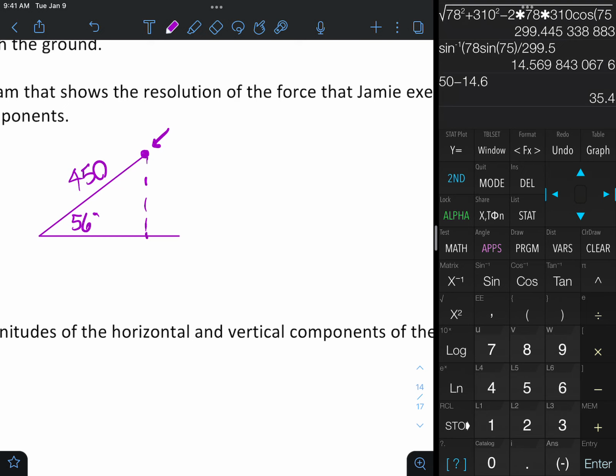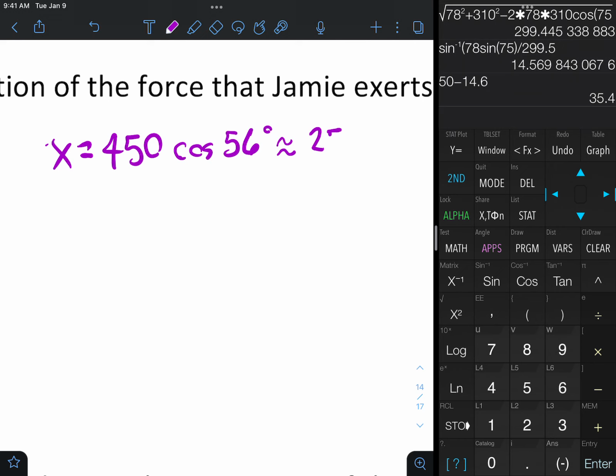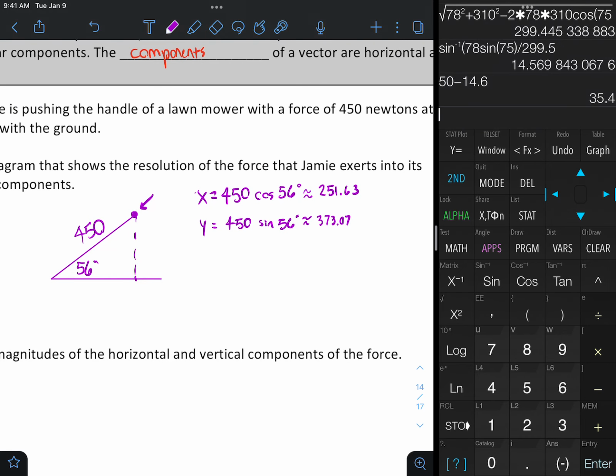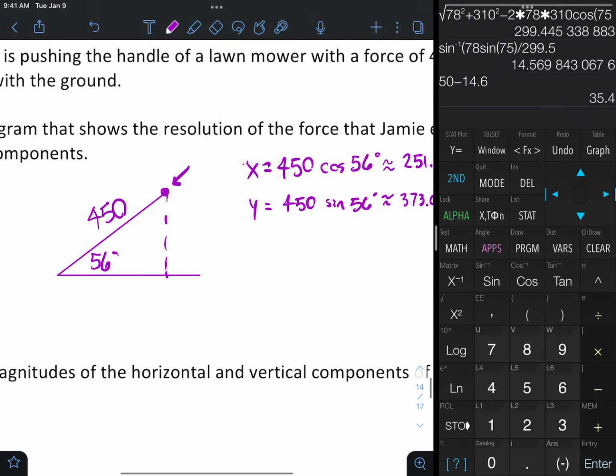Yesterday we talked about how you take your magnitude, 450, and multiply by the cosine of your angle, 56 degrees, and that gets you your x component. According to my notes, I got 251.63 when you do that. For the y component, it's usually tied to sine, and I got 373.07.